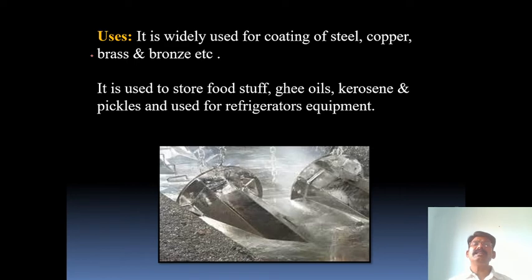So here it is widely used for the coating of steel, copper and brass. The tin is used not only for iron, steel and copper metal and brass metals, all metals coated by the copper, copper coated metal and zinc coated metal by tin metal. So it is used to store foodstuffs, ghees, oils, kerosenes, etc. Pickles also, and it is used for refrigerator equipment. You can use it for this purpose.